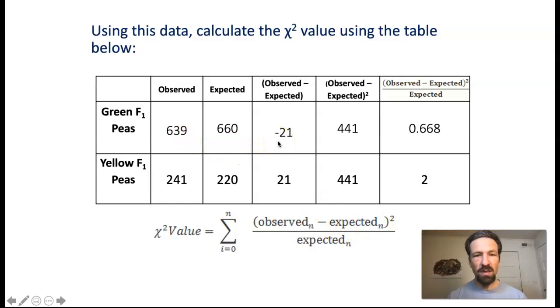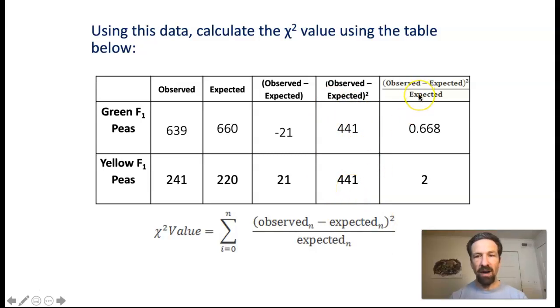So if you subtract those numbers, you get -21 for green and +21 for yellow. And you'll see that these numbers should always sum to 0. That's a good way of checking your math. They do for us, so far we're in pretty good shape. Now, our next calculation is to square what's in parentheses, or to square this difference between observed and expected. And so negative 21 squared becomes positive 441. Note that the negative sign goes away. And positive 21 squared, of course, also equals positive 441. So those are our two observed minus expected values.